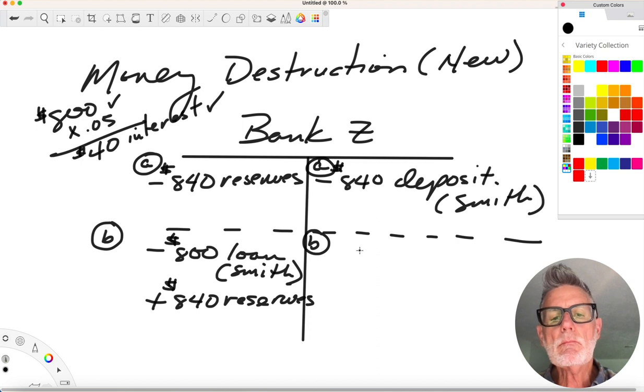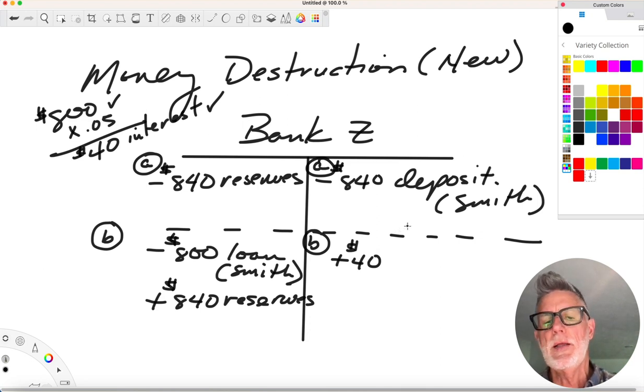And then the bank is going to end up with what over here? The bank is going to end up with a $40 interest payment. And that's essentially the profit that the bank earns. See, this is what the bank is in business for. The bank is in business to earn interest. And this would go to what we call owner's equity.